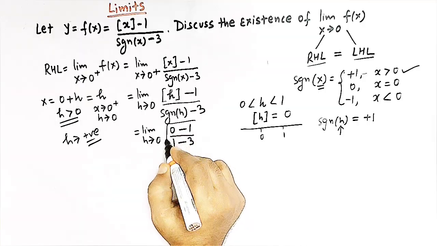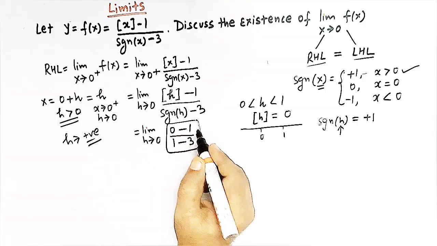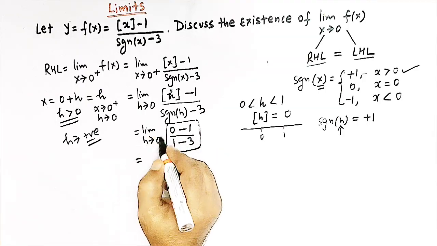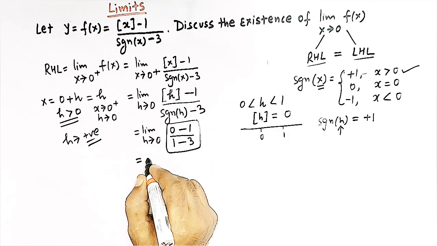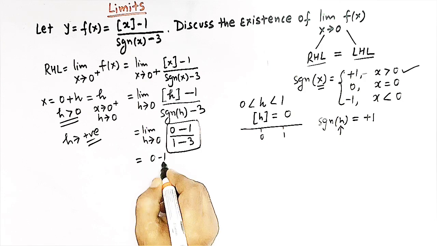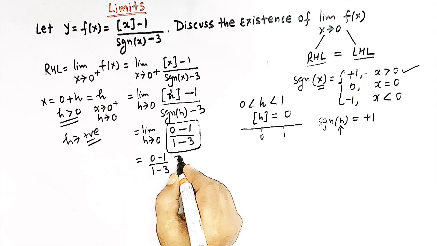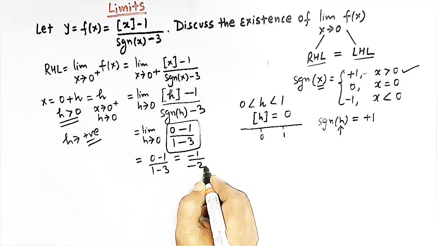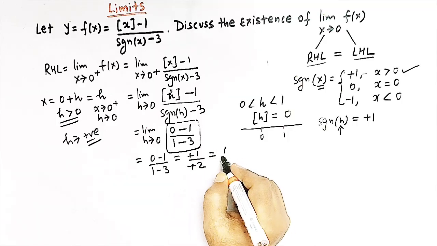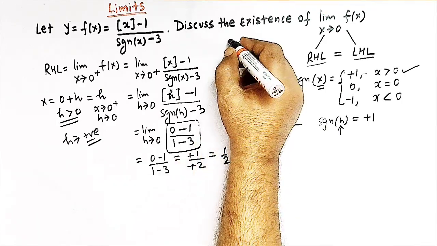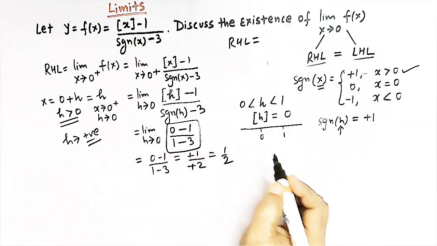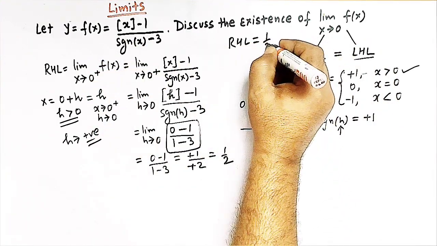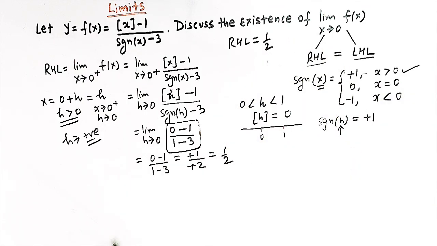So now this term is independent of h, so we can now drop this limit notation. So we have now simply 0 minus 1 over 1 minus 3, that is minus 1 over minus 2, that is equal to half, right? So the right hand limit of this function when x approaches 0 is equal to half. So let us now find out the left hand limit.